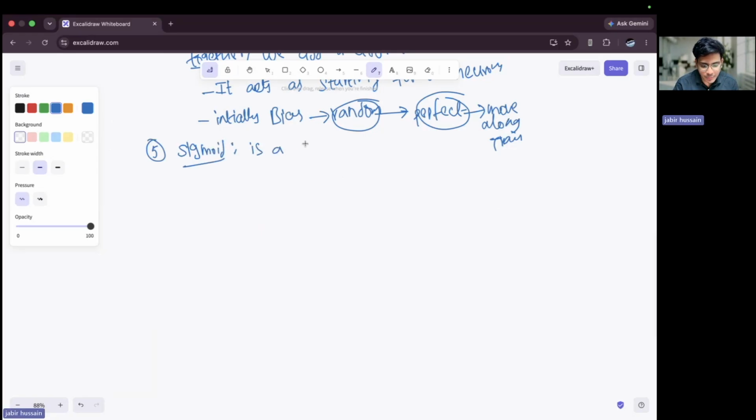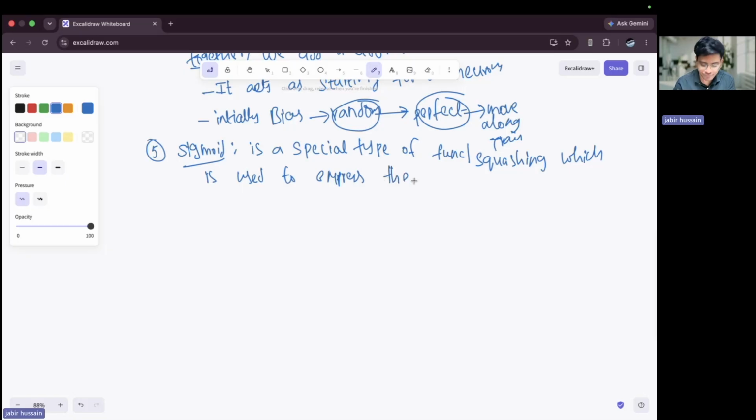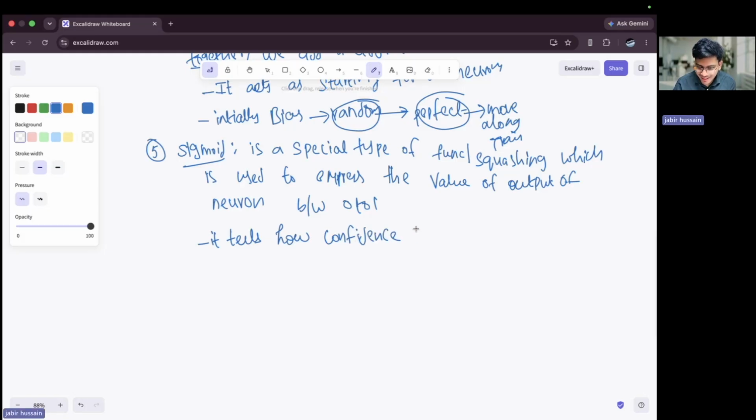Sigmoid is a special type of function, a squashing function, which is used to express the output value of a neuron between 0 and 1, and this value, whatever sigmoid we get, tells how confident the answer of our neuron is with respect to our true answer.